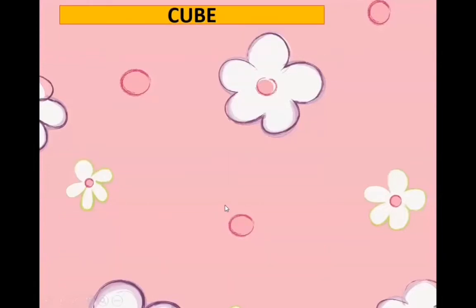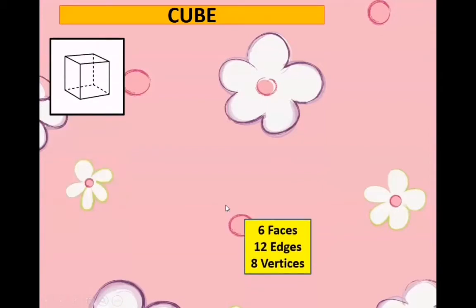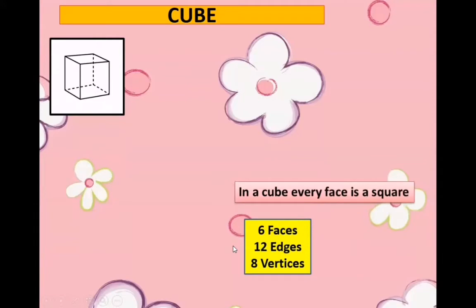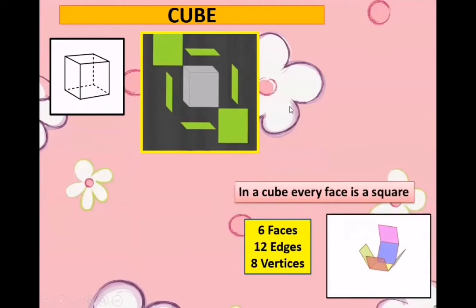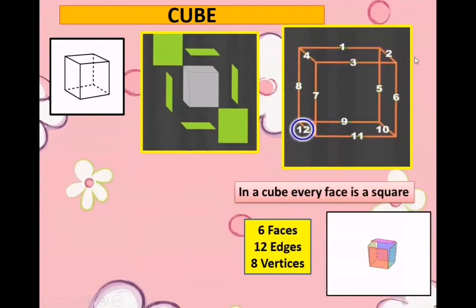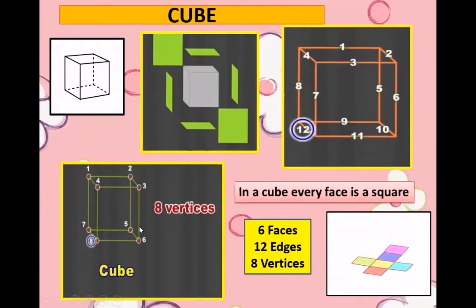Let's start with the cube. In a cube, there are 6 faces, 12 edges, and 8 vertices. In a cube, every face is a square. From all the sides, it looks like a square. These are the 6 faces. These are the 12 edges. And these are the 8 vertices of a cube.